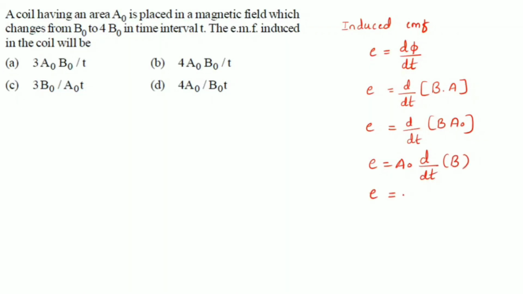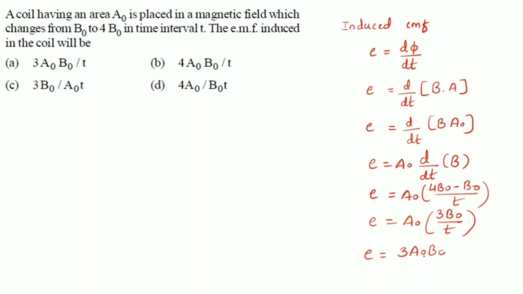So the changing magnetic field is given. Initially it is B0, then it will be 4B0. So we can write final minus initial, that is 4B0 minus B0, divided by time T. So the equation is A0 times 4B0 minus B0, which is 3B0, divided by T, or we can write it as 3 A0 B0 divided by T. So the right option is A.